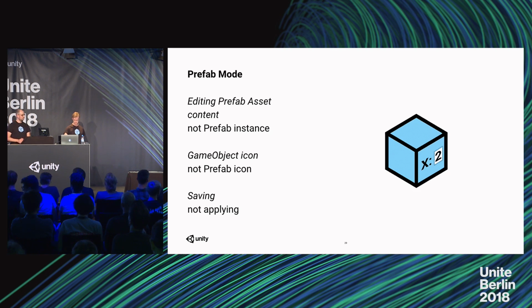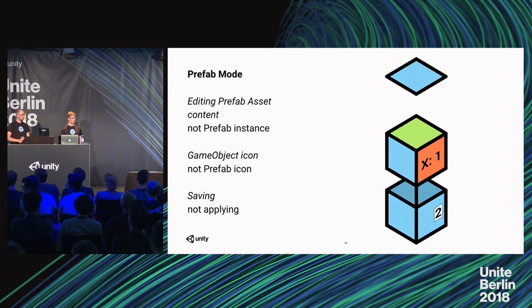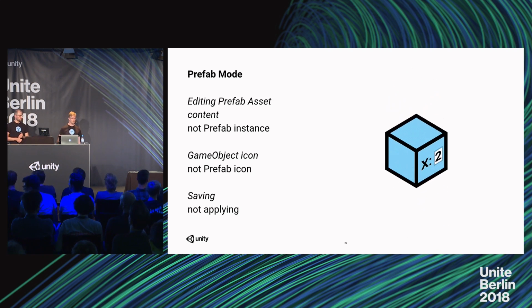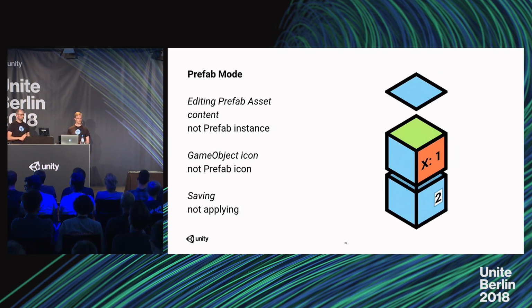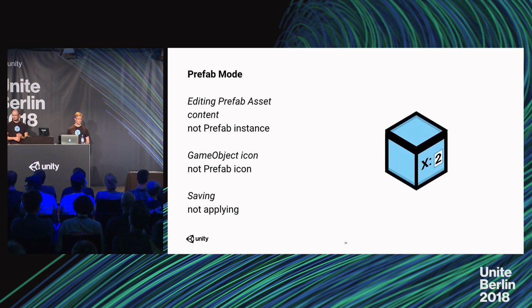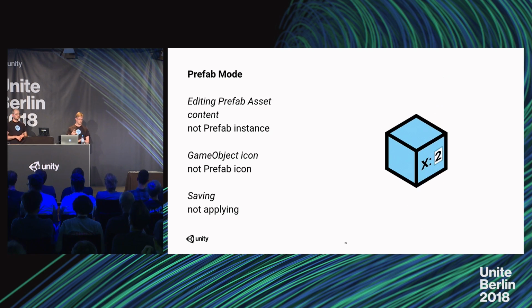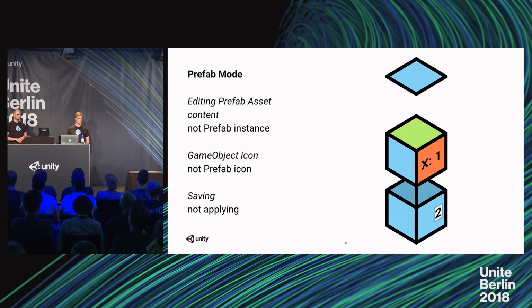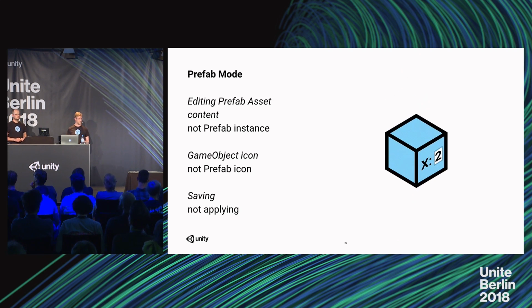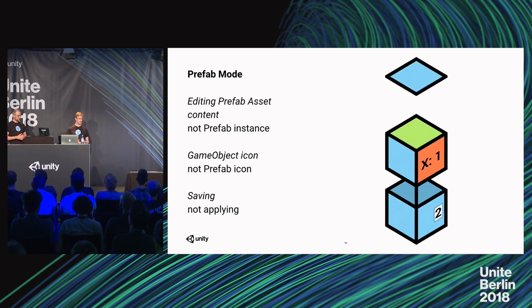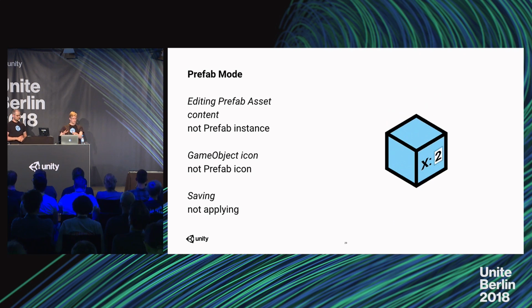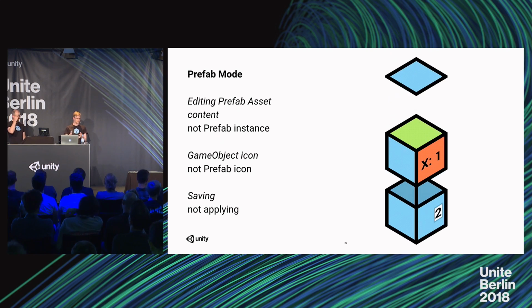This is also why when you're in prefab mode, you're editing the asset content, not a prefab instance. And this is why the objects don't look blue. They're not prefab instances. They're just regular game objects, just like game objects in a scene. This is because the contents of a prefab is basically the same as the contents of a scene.